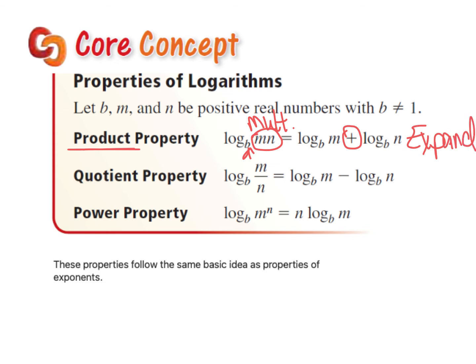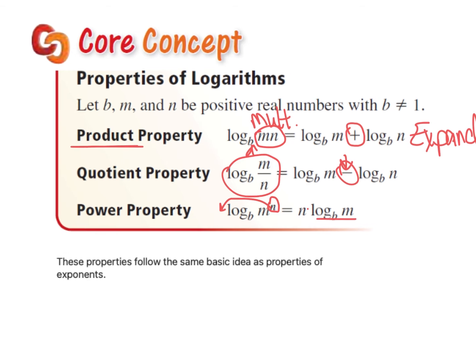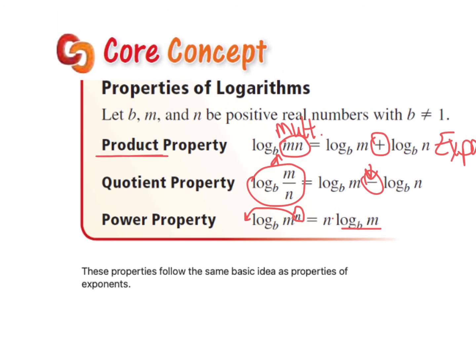we are going to expand it with addition. And on this one, when we have division, m divided by n, that means we are going to expand it using subtraction. And the power property, it is being raised to a power. That means we're going to multiply. So basically we're going to move that exponent out in front, and we are going to multiply that exponent times our log. Okay, so let's go ahead and look at how that looks with some examples of problems with actual numbers and variables rather than what we have here.